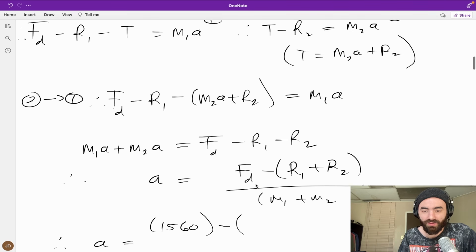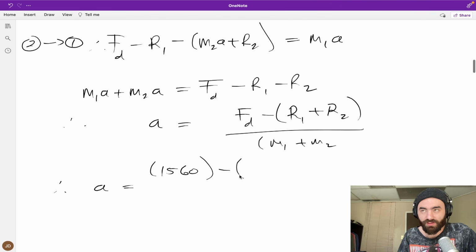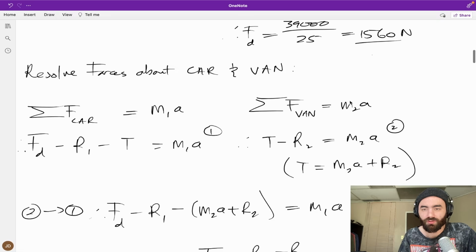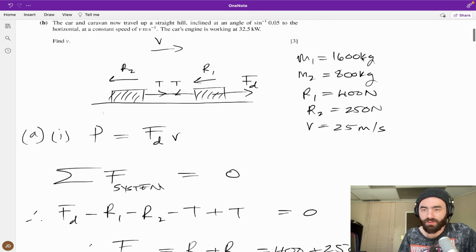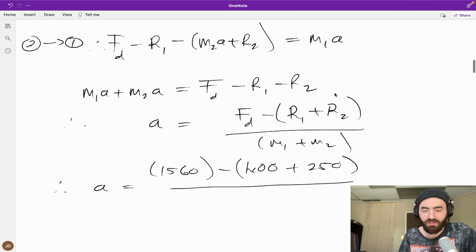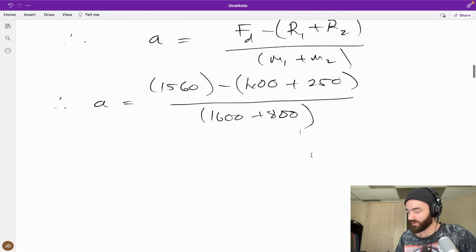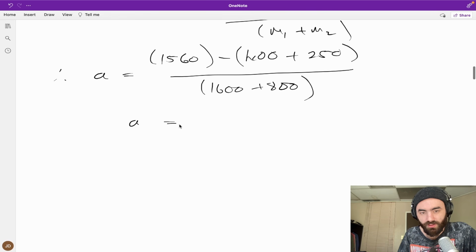So this minus R1, which was the resistance on the car, which was 400, plus R2, which was 250, divided by M1 plus M2. M1 was 1680. Okay, so we get 60 minus 4D plus 800, 0.379. So the instantaneous acceleration is 0.379 meters per second squared.